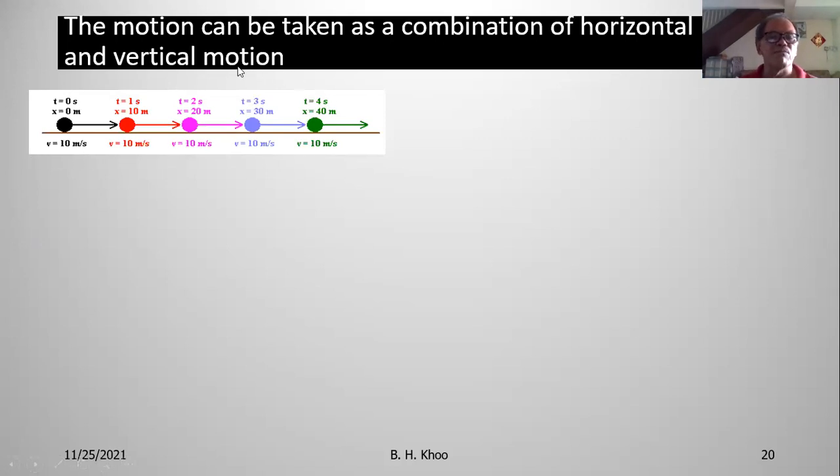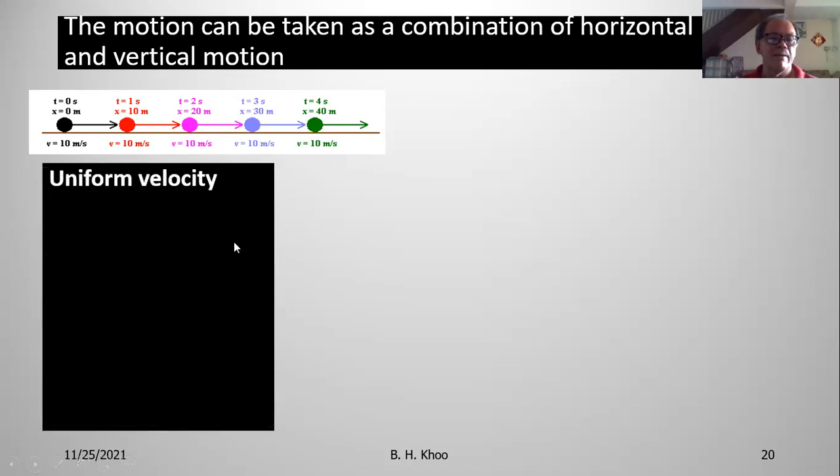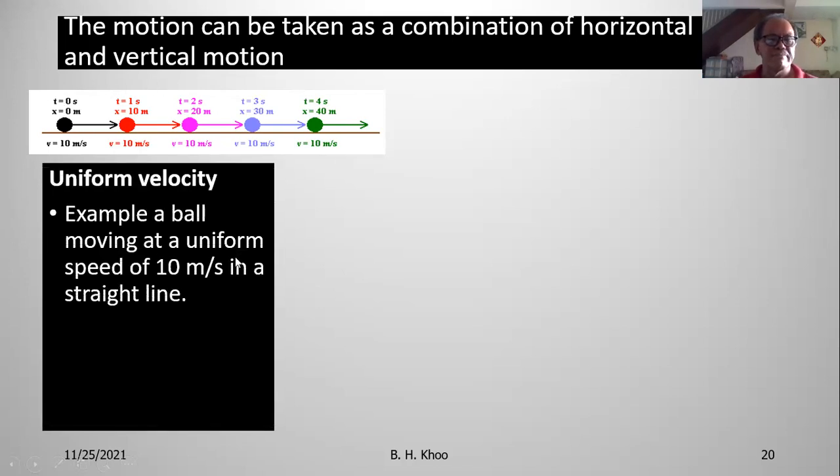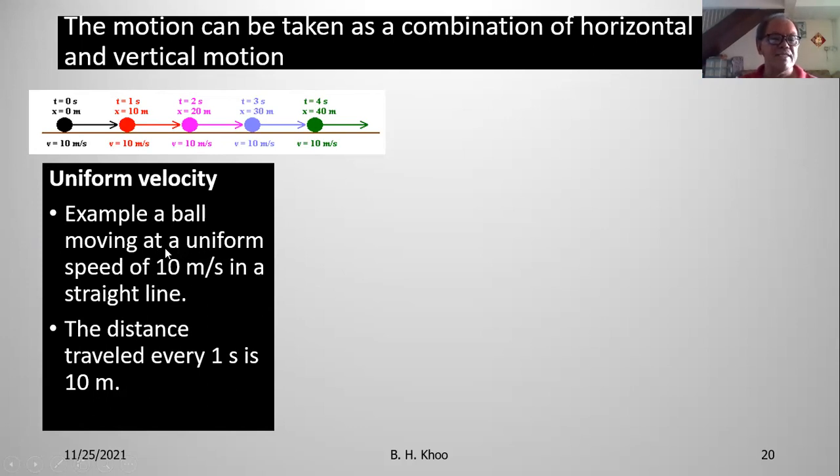So we can think of the motion horizontally as uniform velocity. If the acceleration is 10 meters per second squared, then every 1 second it increases by that amount. Horizontally, there's no acceleration, so uniform velocity, that means the velocity is always the same. It has not increased. The distance traveled every 1 second is 10 meters.